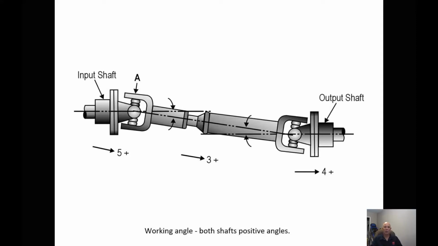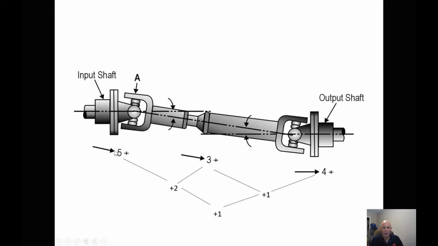So on our transmission we have plus 5, our front drive line we have plus 3, and our front diff we have plus 4. So they're all positive angles. What we do is we always subtract the smallest number from the largest number. So 5 minus 3 is 2. 4 minus 3 is 1. And 2 minus 1 is 1. So we have 1 degree of working angle.